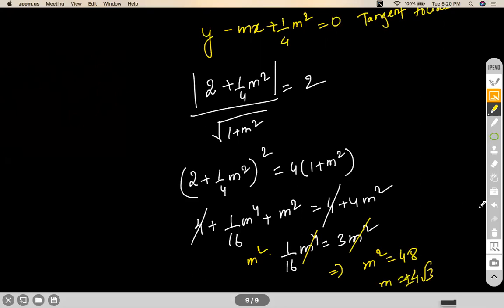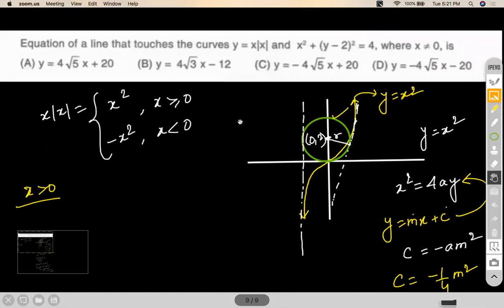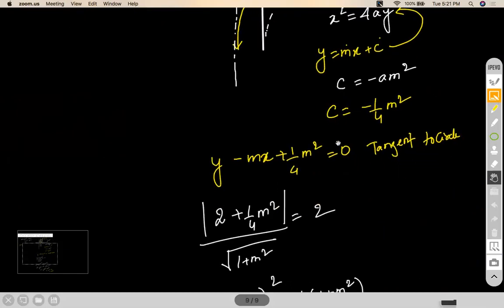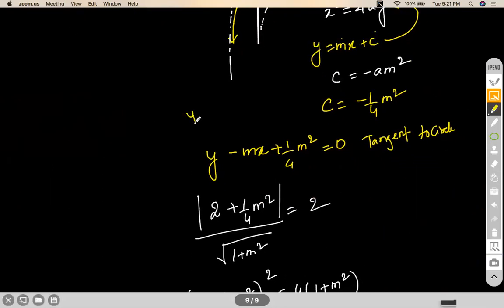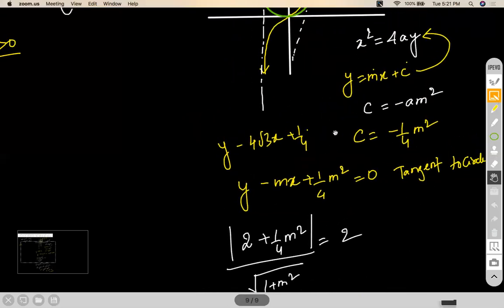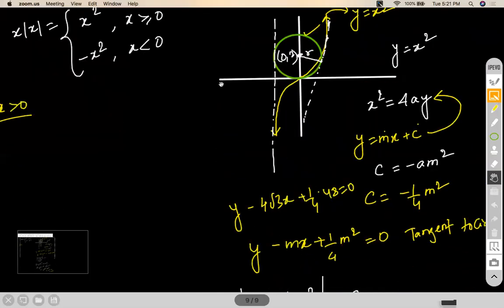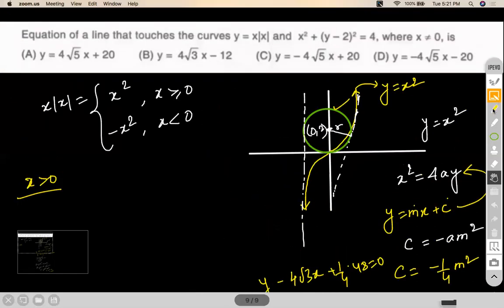Okay, plus minus 4√3. So 4√3 I can at least see over here. Let's try to verify with the constant part. If the constant part is fine, we can go ahead. So y minus 4√3x plus 1/4 of m square. M square is 48. 48 by 4 is 12. So that clearly matches with option number B. So B, let me check again. B, yes, B is the right option. So anybody who has marked with B is definitely correct.